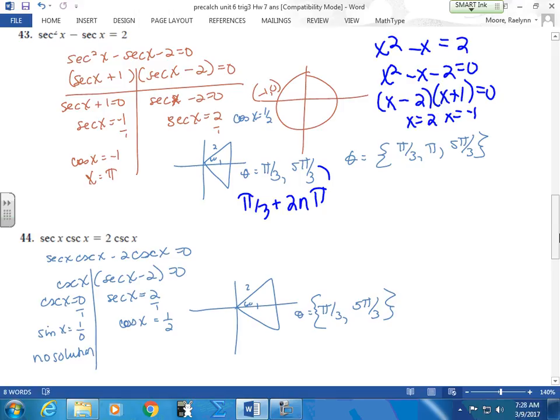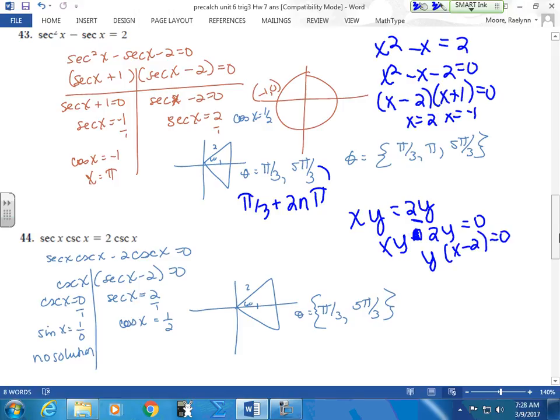It's got a lot of weird things in there. If you struggle with that, make the secant be x, make the cosecant be y, and start like this. I cannot divide by a variable, so you've got to get this to one side. Oops, sorry, minus. So then you're going to factor out a y.